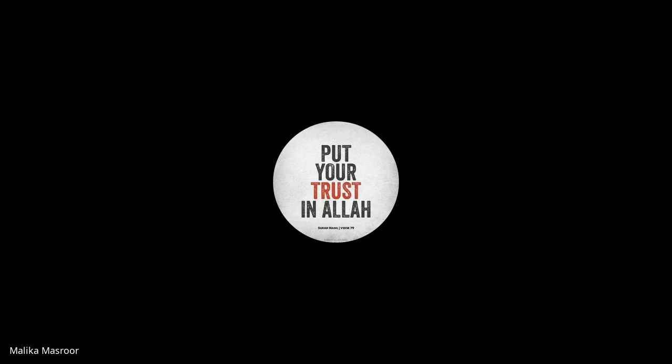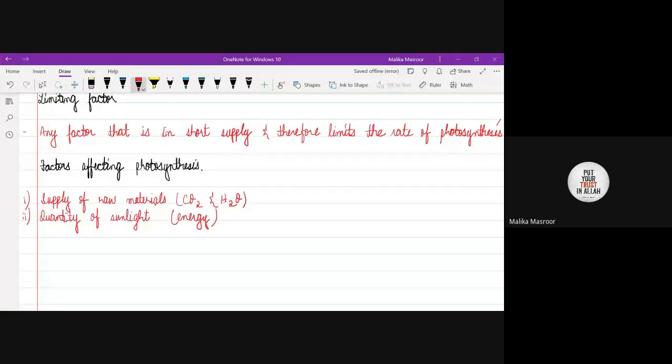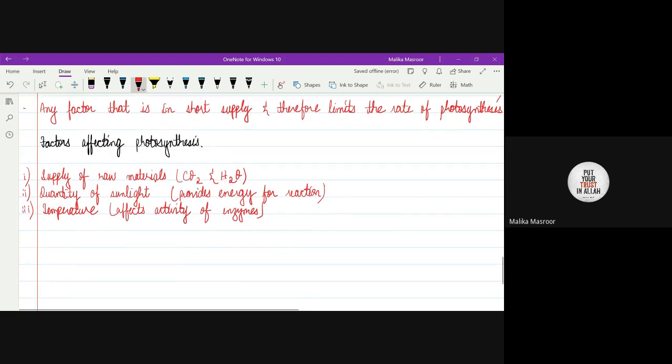Quantity of sunlight, basically because that provides energy for the rate of reaction. Then you have temperature, because that affects the activity of enzyme. This also you can see provides energy for reaction. Affects activity of enzymes. Okay. First, let's talk about carbon dioxide concentration.